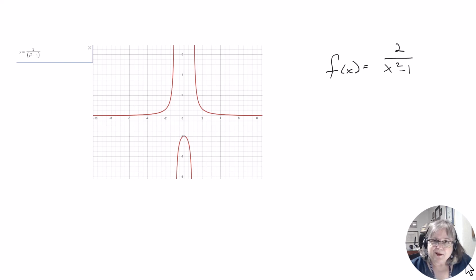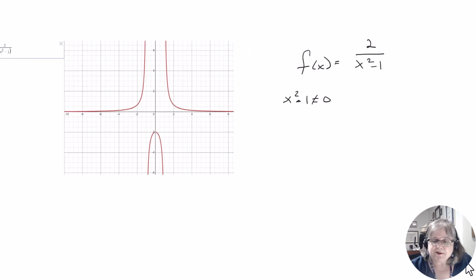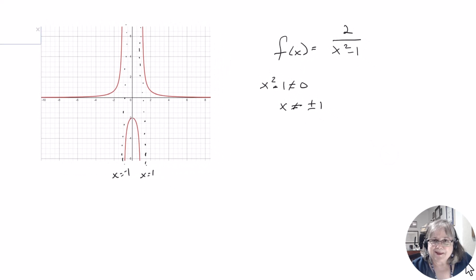Now, if you look at the denominator, you can tell that x squared minus 1 cannot be 0. That's what you've learned in algebra about the domain. So x cannot be plus or minus 1. And as you can see here, there's an asymptote at plus and minus 1. All right. Now, let's talk about the limit.